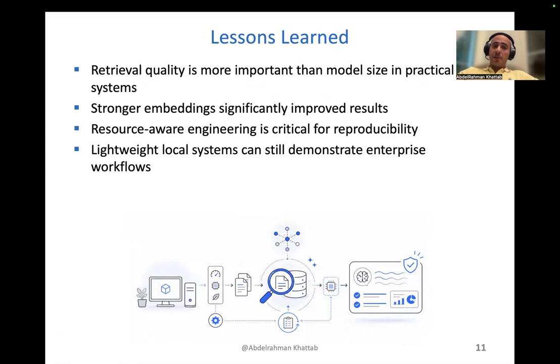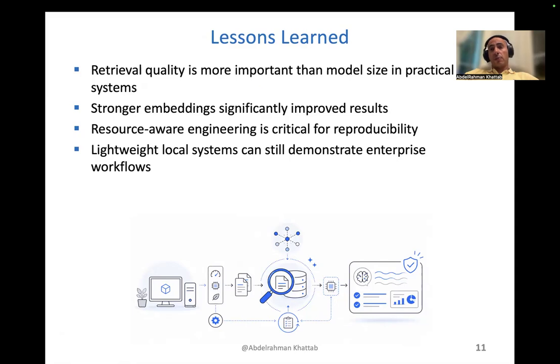For the lessons learned, retrieval quality is more important than model size in practical systems. My limitation was mainly the environment, but I learned that when I had lower quality of retrieval, whatever generation model I used, the performance was much lower. Stronger embeddings, of course, significantly improved the results because it improved the retrieval and accordingly the generation.